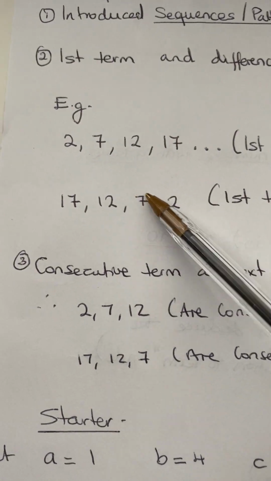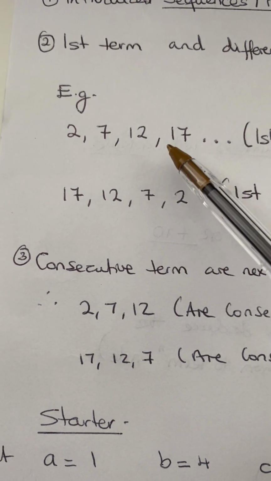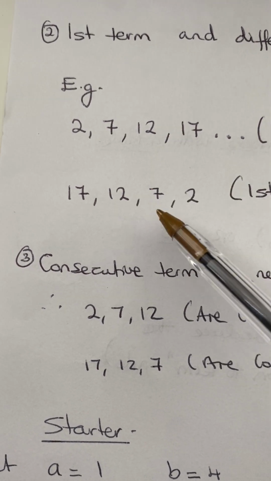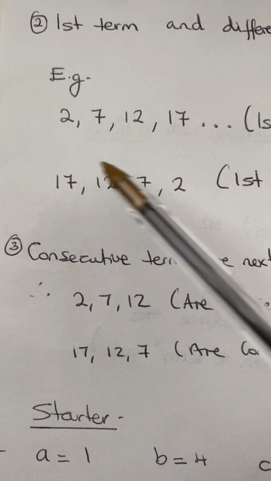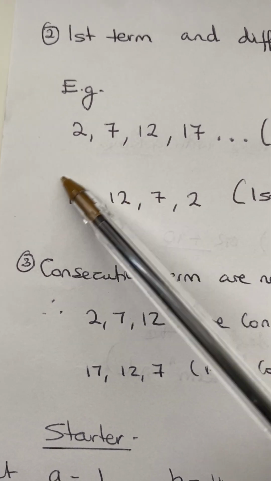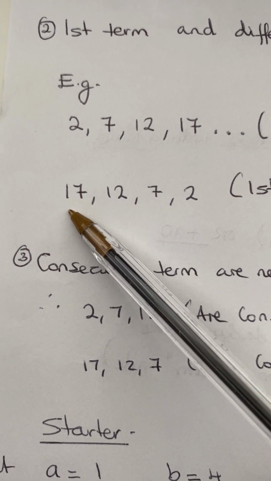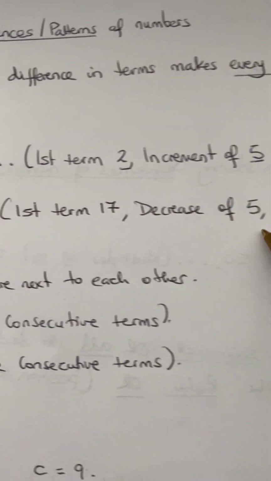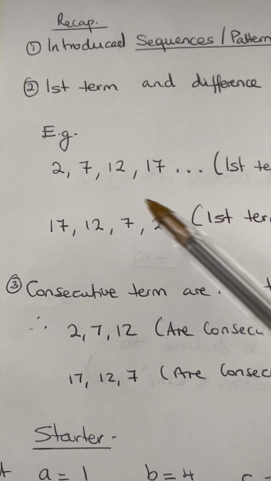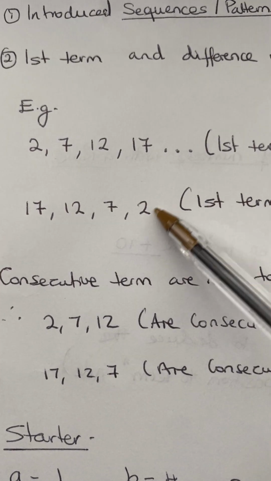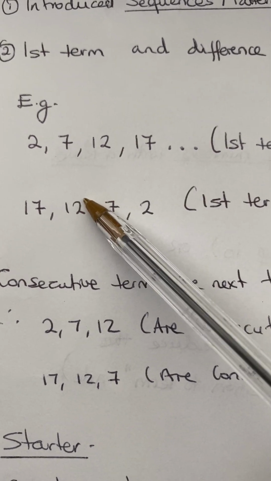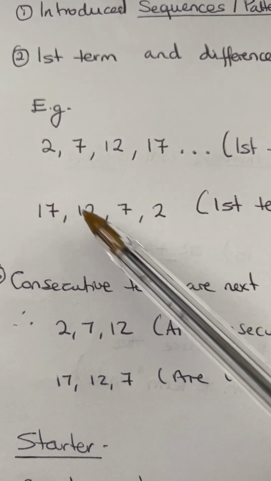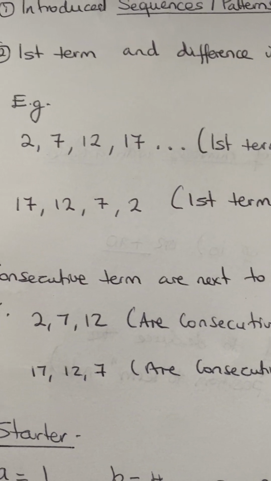Then the second sequence, if you look at it, it's the same numbers: 17, 12, 7, 2. But it's a different sequence because the first number here is 17. The difference here is a decrease of 5, so the rule is minus 5. So the fact that they have the same numbers doesn't make it the same sequence. The sequences are different because of the first term and the rule that generates the sequence.